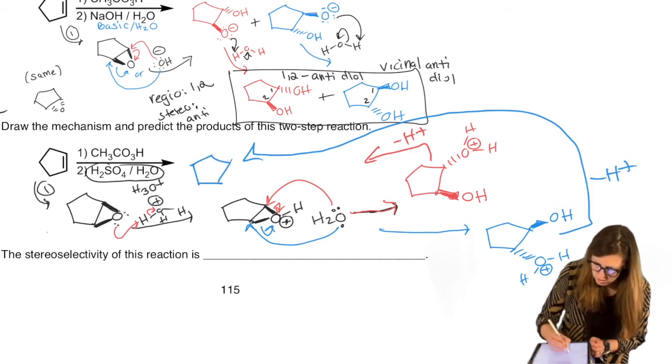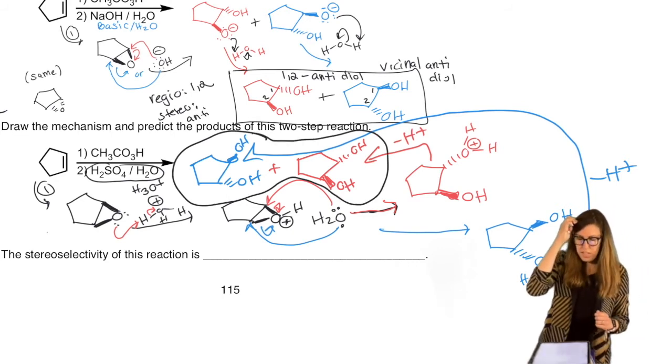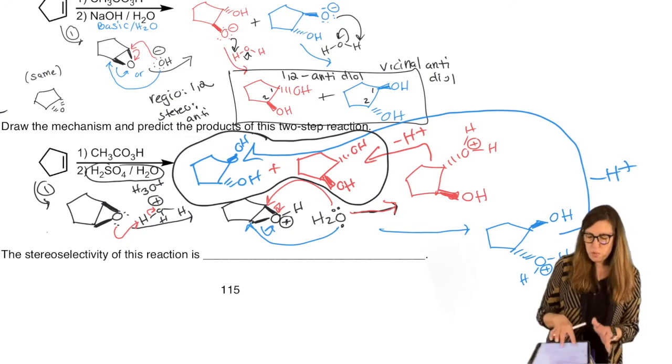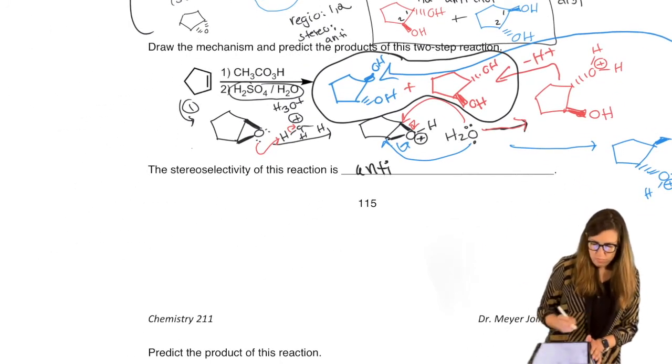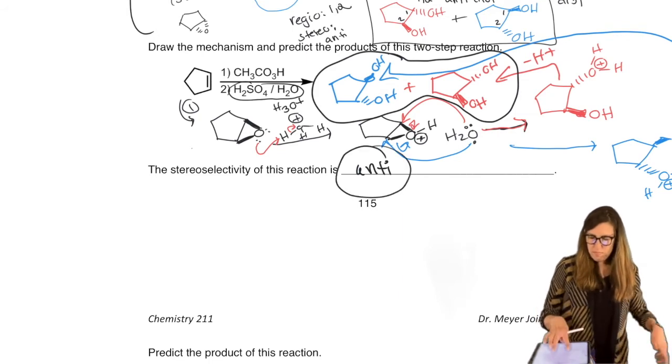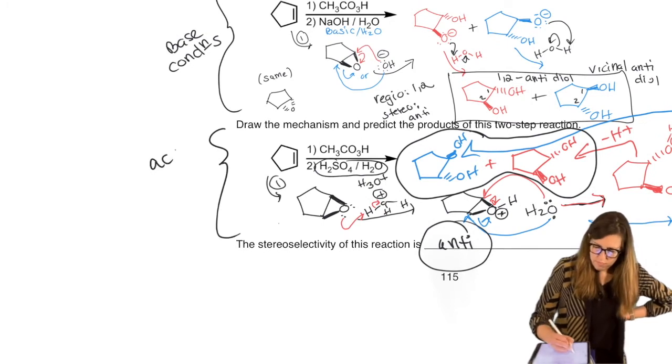Okay, so another way to get an anti-diol, 1,2 diol, without using a base. So these are your final products. Notice they're the same. You want to know both ways. Anti-stereoselectivity. Anti-1,2 diol. Using acid or base.